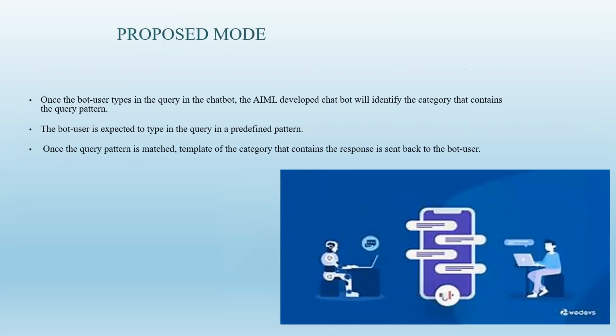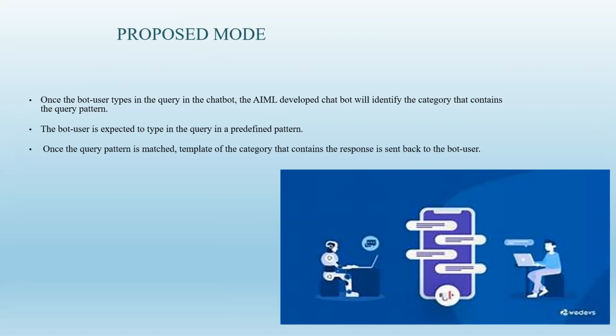Next, the proposed system. In this, the bot user types the query in the chatbot. The AI/ML-developed chatbot will identify the category of that query. Let us explain the concept by explaining some scenarios. Consider three scenarios. The first scenario is the domain related query that the user will ask. The second scenario will be the general queries, and the third scenario will be none of the above.